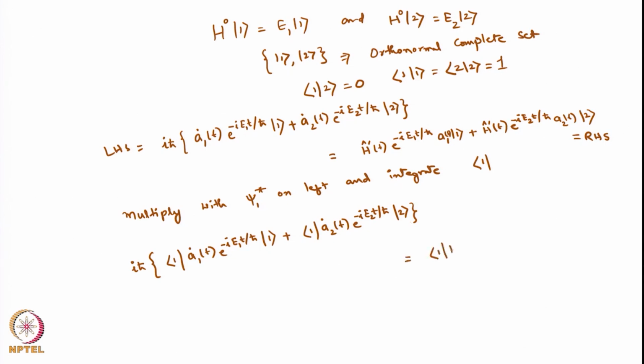⟨ψ1|H prime of t e to the power of minus iE1t by ħ A1 of t|ψ1⟩ plus ⟨ψ1|H prime of t e to the power of minus iE2t by ħ A2 of t|ψ2⟩. So, these are the 4 terms that we have.